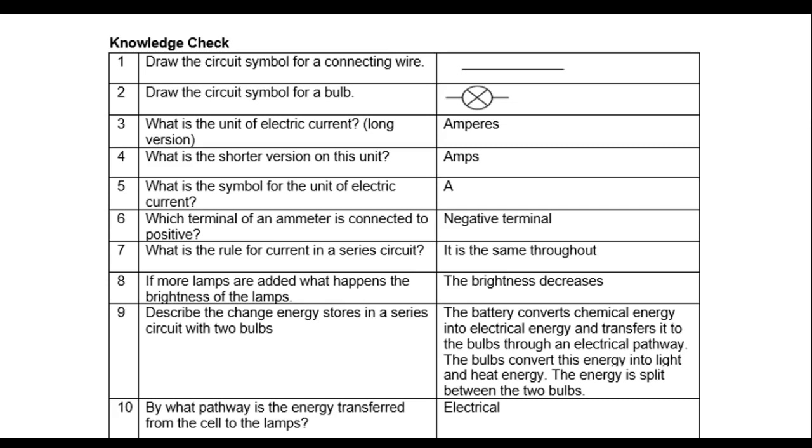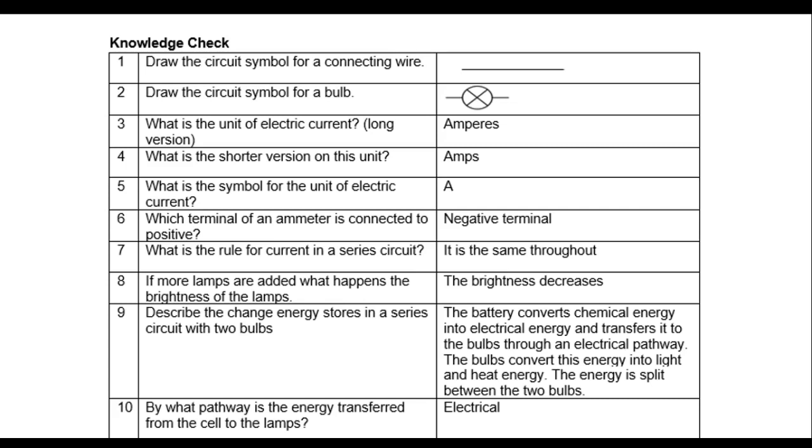The long version, the full name of the unit for electric current, is amperes. This can then be shortened down to amps, and the symbol that we then use for amps or amperes is a capital A. The negative terminal of an ammeter is connected to the positive end of the battery. The rule for current in a series circuit is that it is the same throughout the entire circuit. So at any point in the circuit, the current is the same amount.